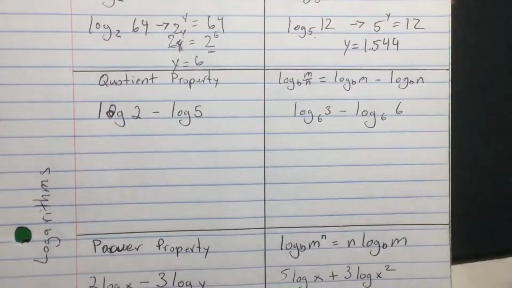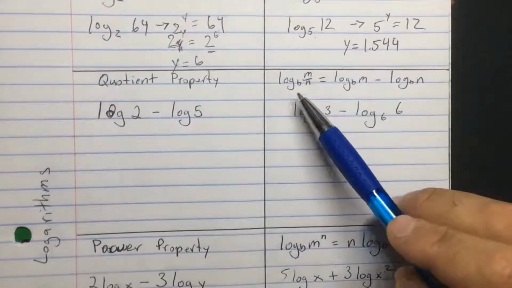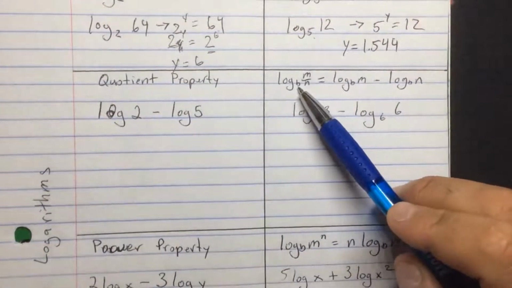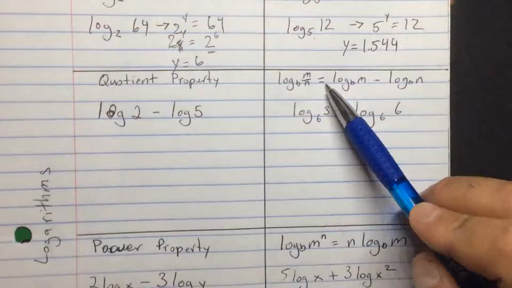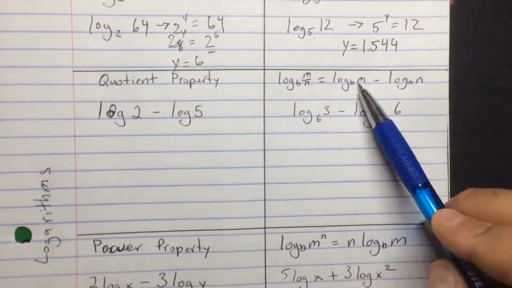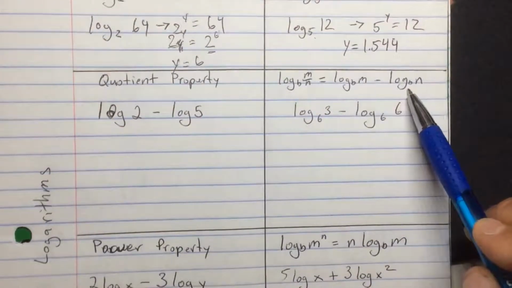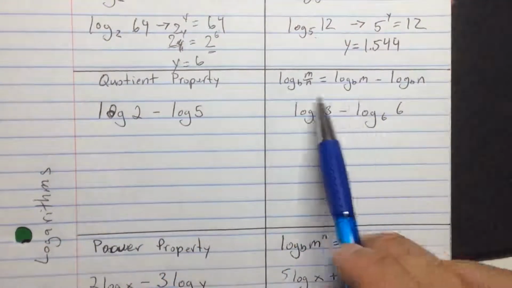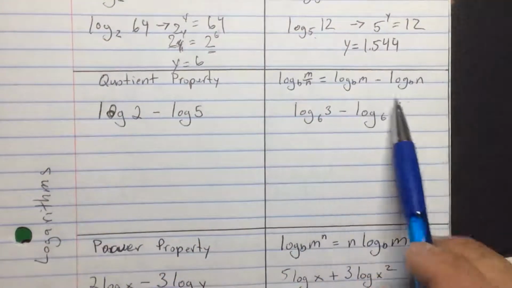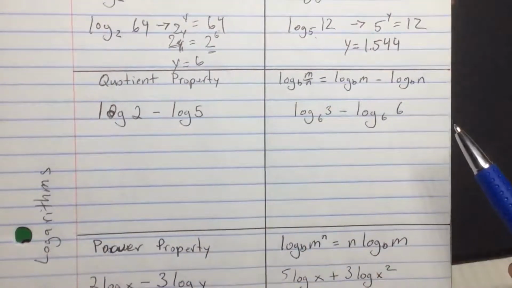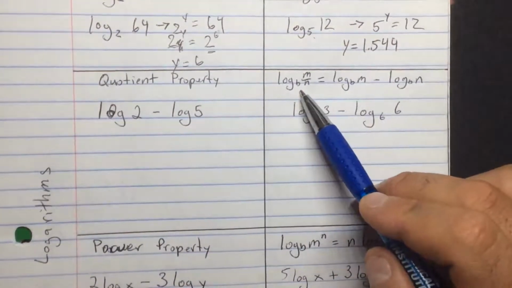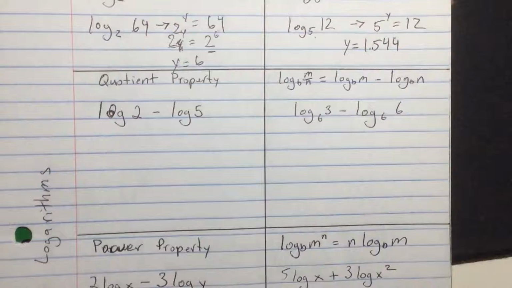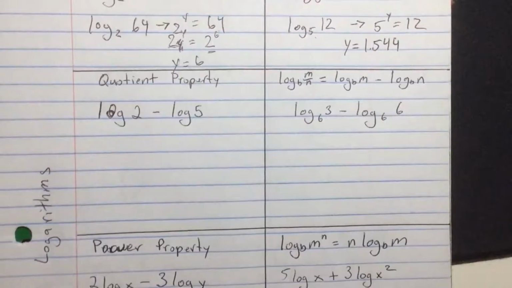This is the quotient property, which is the log of b to the m over n is equal to the log of b to the m minus the log of b to the n. So we have it in the form of log of b to the m minus log of b to the n. And then we're going to write it in this form here and simplify if we can. If not, we'll just plug it into our calculator and get our answer when we simplify.